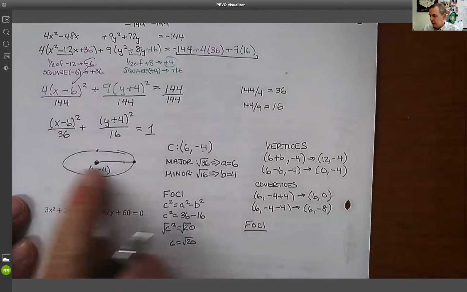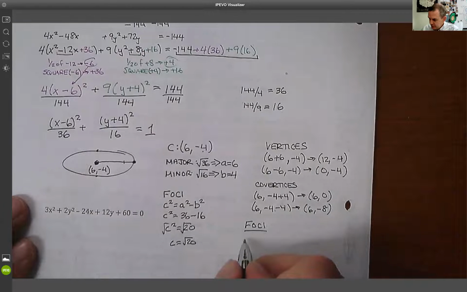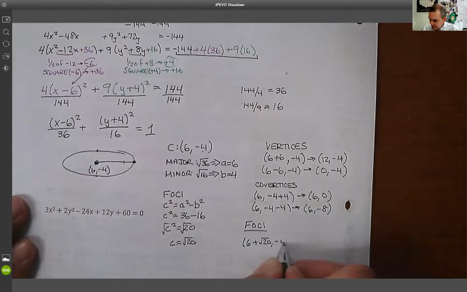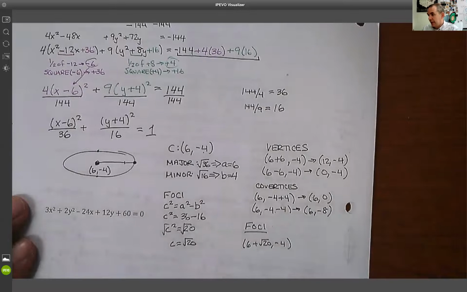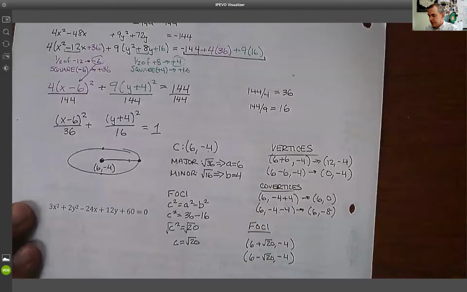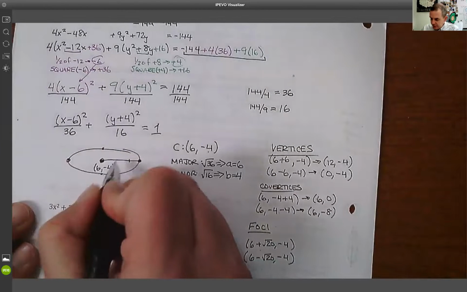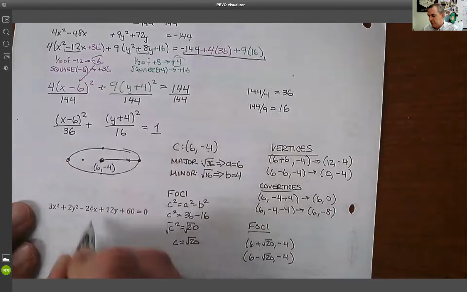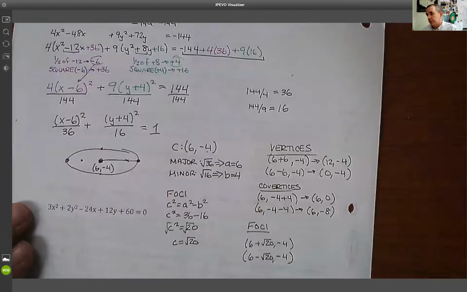To figure out the foci, what I do is this. The foci are where I'm adding to the x. So on this one I'm going to do 6 plus root 20, comma negative 4. We're not going to add those together because that's what they are. It's 6 plus root 20, and the other focus is 6 minus root 20. So I've now figured out all the pieces of this ellipse. I would be able to label all these points, and the moment I label those points, I can go ahead and draw my ellipse.